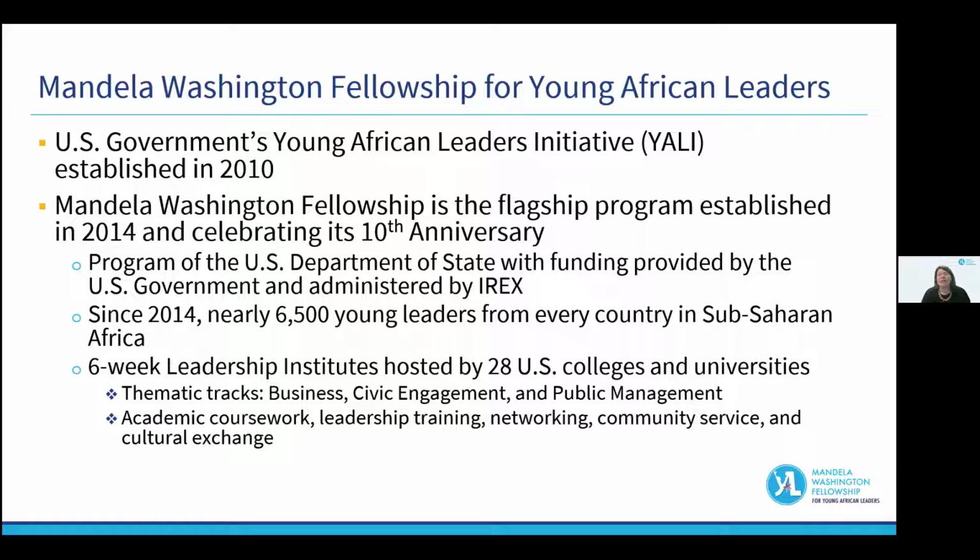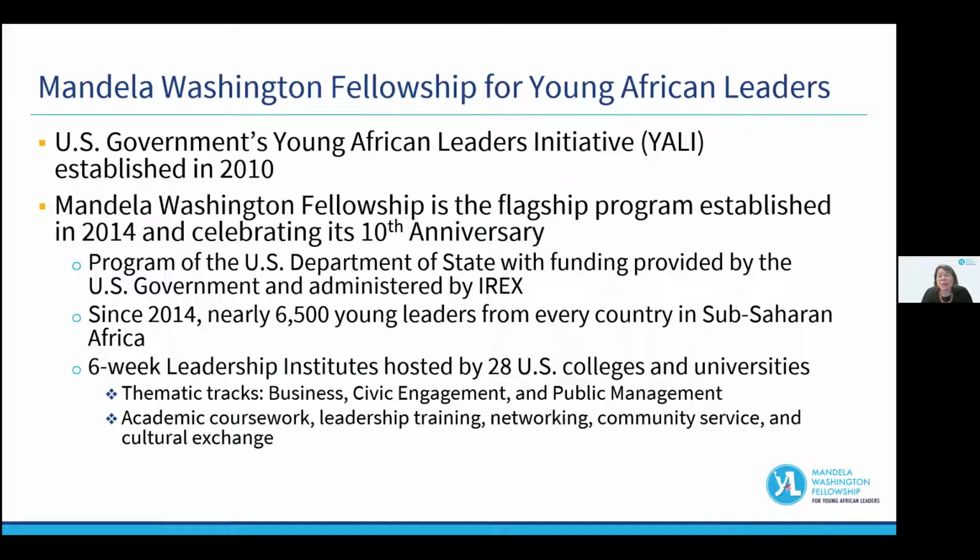So just to give you a very brief overview of the fellowship, this is a very different program than the one that Heather works on. So I'm excited to have her share about hers as well. But the fellowship is part of the U.S. government's Young African Leaders Initiative, or YALI, which was established in 2010. The fellowship is the flagship program of the Young African Leaders Initiative, and the fellowship was established in 2014. So we are celebrating the 10th anniversary this year, which is very exciting.